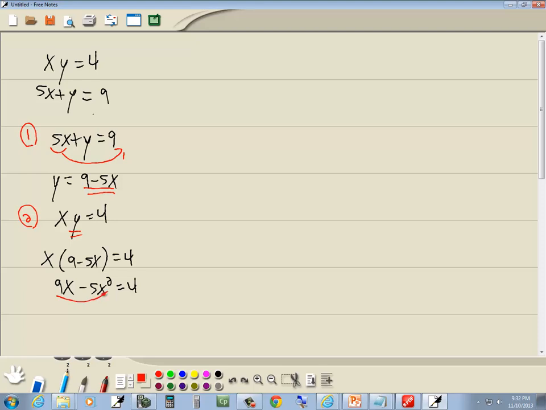Now we're going to solve this. This is a quadratic, so I want to get everything over one side. So I'll take the 9x - 5x squared to the right side. And when you take anything across equals, the sign changes. The negative 5x squared becomes a positive 5x squared. The positive 9x becomes a negative 9x, plus 4.